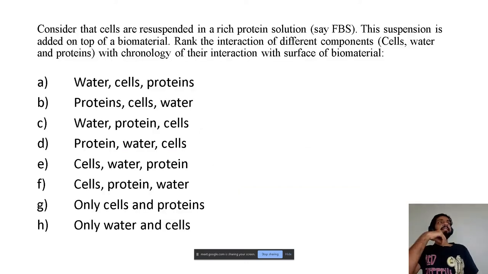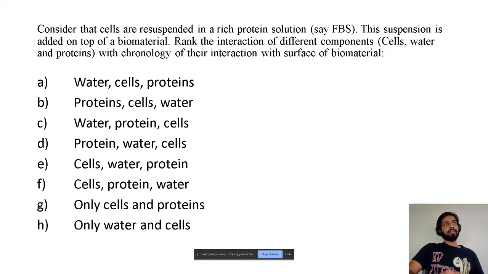Consider that cells are resuspended in a rich protein solution, say fetal bovine serum. Basically, they're asking us to rank the interaction of the different components, cells, water, and proteins, with respect to how short to how long they take to interact with this biomaterial surface. So you think water would interact first, followed by proteins, and then cells. Okay. Water, protein, and cells.